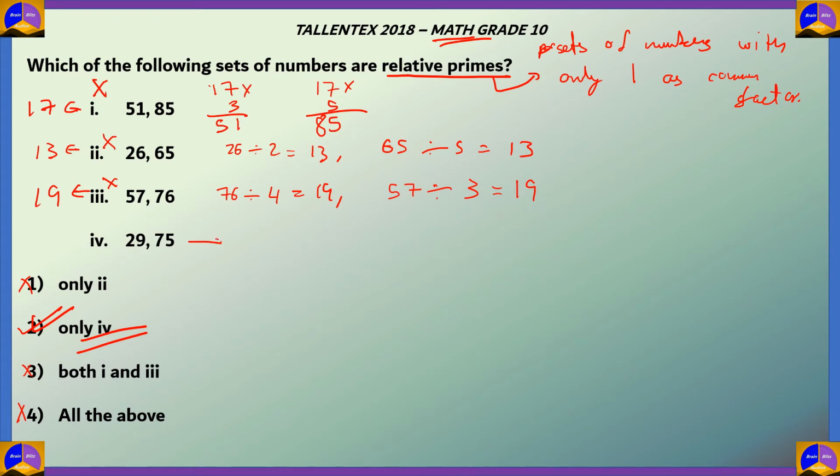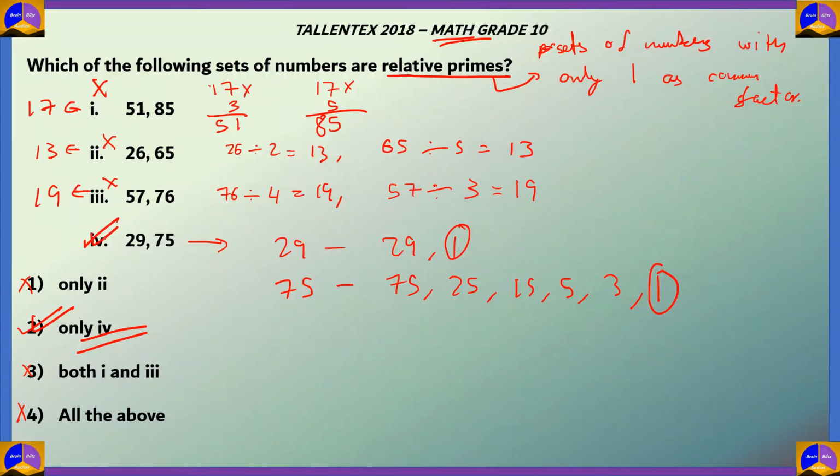Now, how do we prove it? Well, let's look at 29. 29 is a prime number, so that means it only has 29 and 1 as factors. If you look at 75, you have 75, 25, 15, 5, 3, and 1. So 75 is a composite number, while 29 is a prime, but if you notice, both of them only have 1 as the common factor. So that means set 4 is a relative prime set, and that means option 2 is correct.